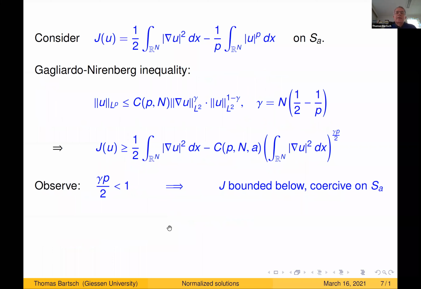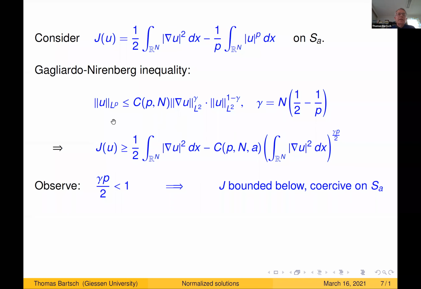Let's also try to understand a bit the role of this mass critical exponent in this setting. So now let's go back to this explicit pure power nonlinearity. We look at this functional on the sphere where the L² norm is equal to a. Then an important role is played by the Gagliardo-Nirenberg inequality. So you can estimate the L^p norm of u by the L² norm of the gradient and the L² norm of u to a certain explicit power. Gamma is given explicitly by this number. Now the L² norm of u is in our setting just fixed, this fixed number a.